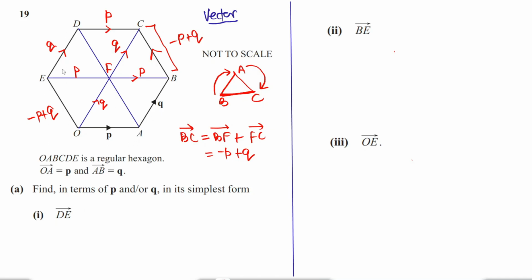DE we have found. You need to see the direction carefully. Okay. So this is Q, this is Q. So vectors are equal when they have same direction. So we have ED vector Q. So we are looking for DE. DE would be given as minus Q, and that is your answer. Next, we are looking for BE. Let us see for BE.